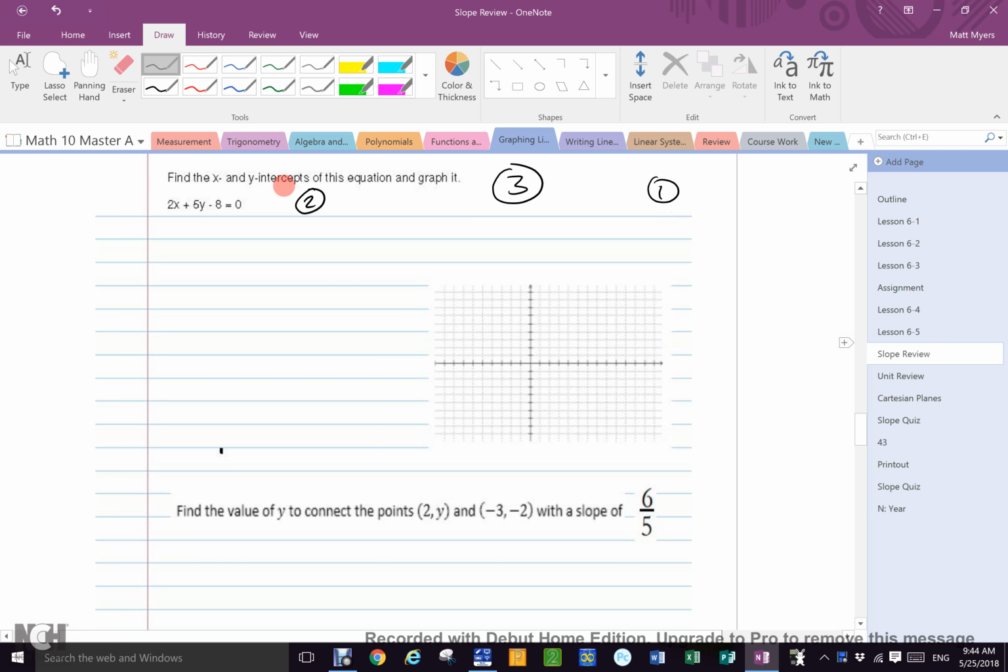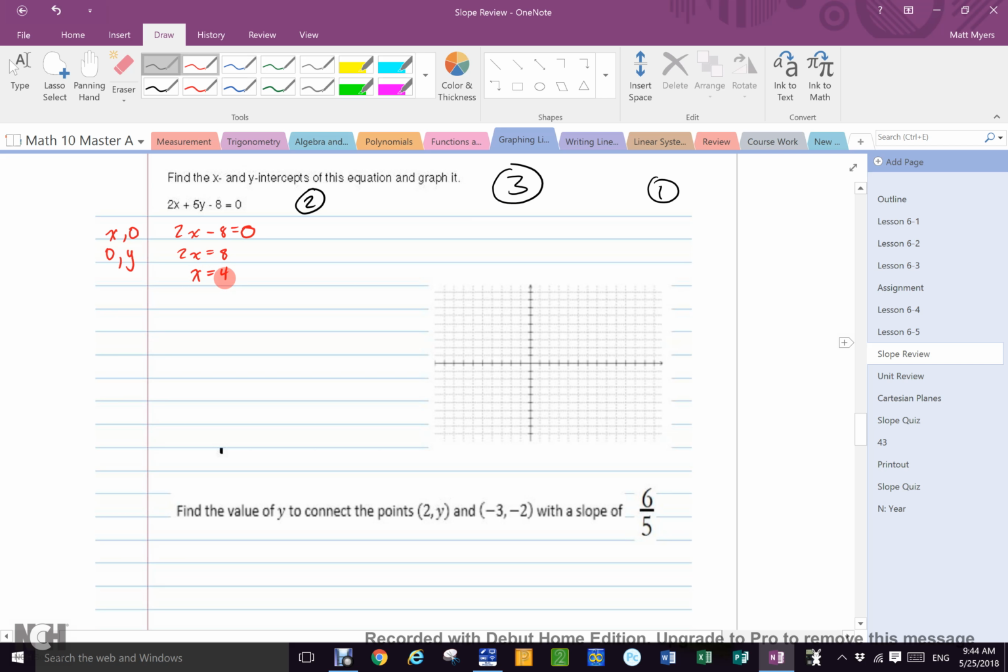If I'm doing X and Y intercepts, what are they again? (x, 0) and (0, y). So I sub in. If y is 0, what happens to that 5y? It disappears. So I have 2x minus 8 equals 0. 2x equals 8. X equals 4.